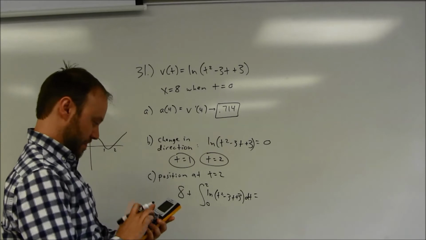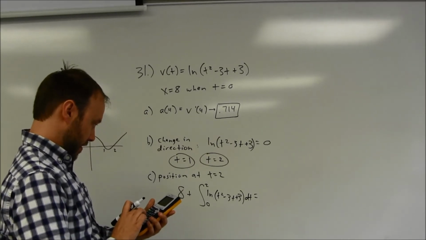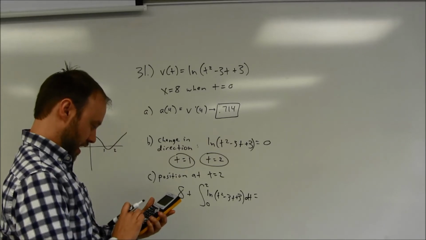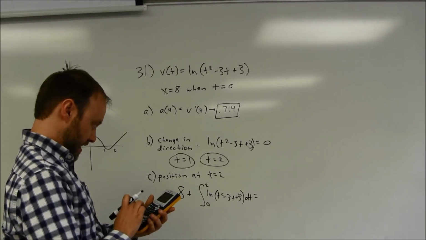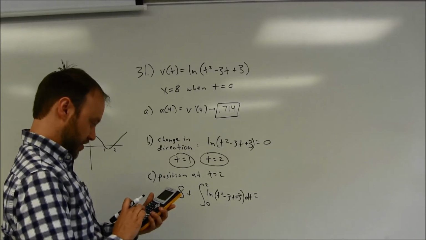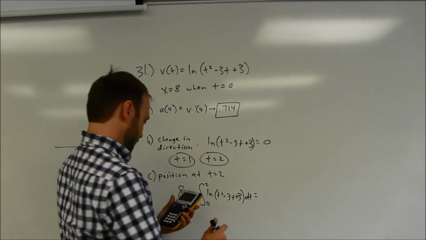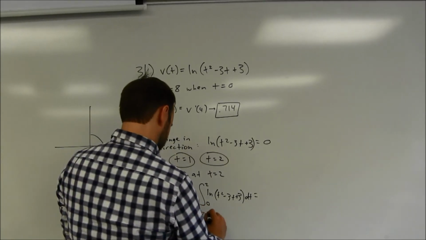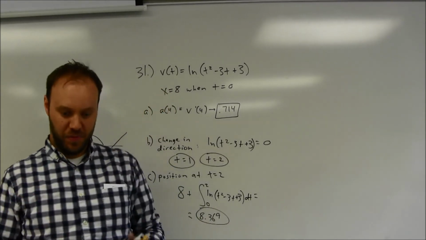And so anyway, if I do that, 8 plus the integral from 0 to 2 of the natural log of t squared minus 3t plus 3 should be equal to approximately 8.369 if I round to 3 decimal places.